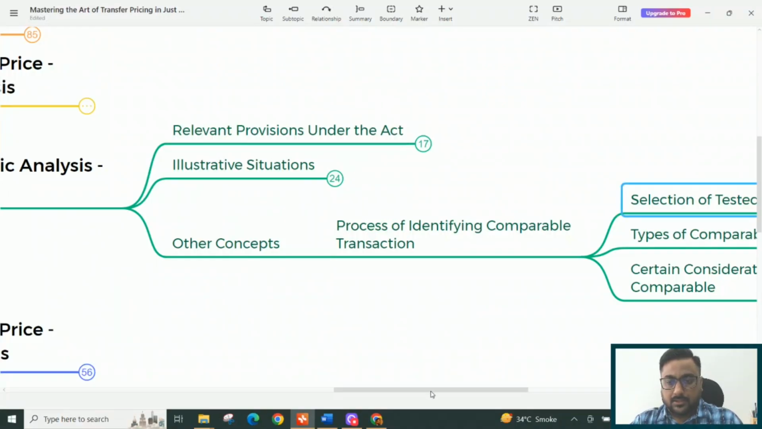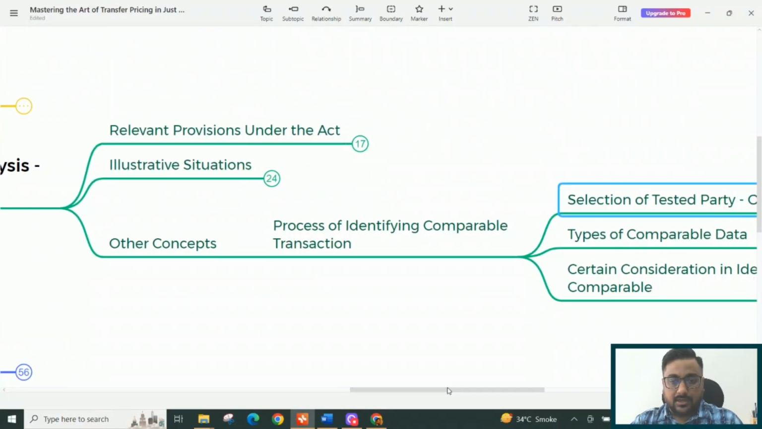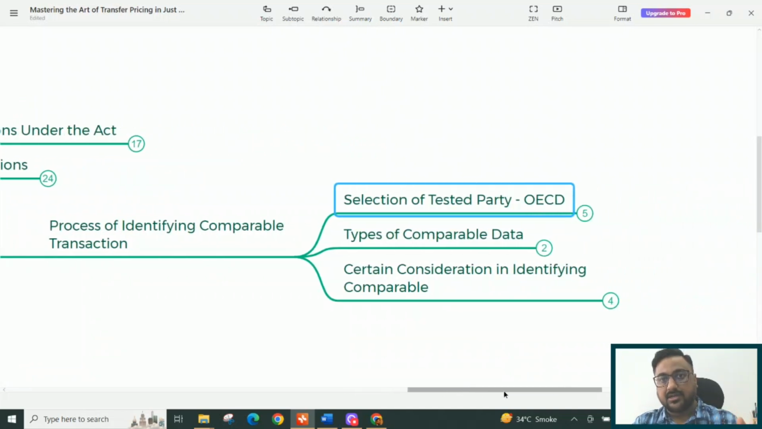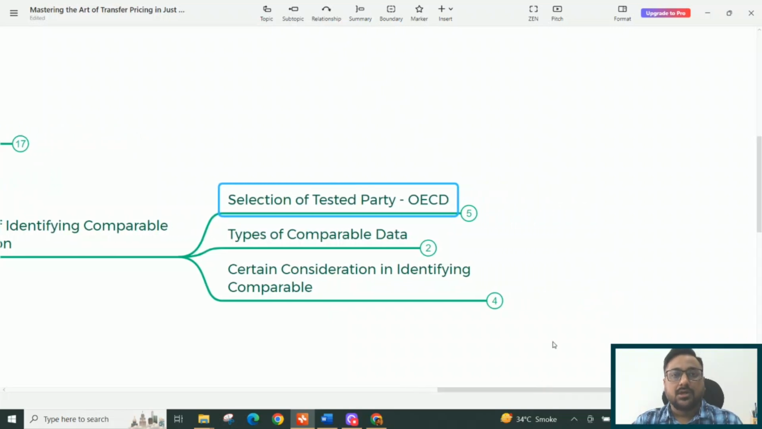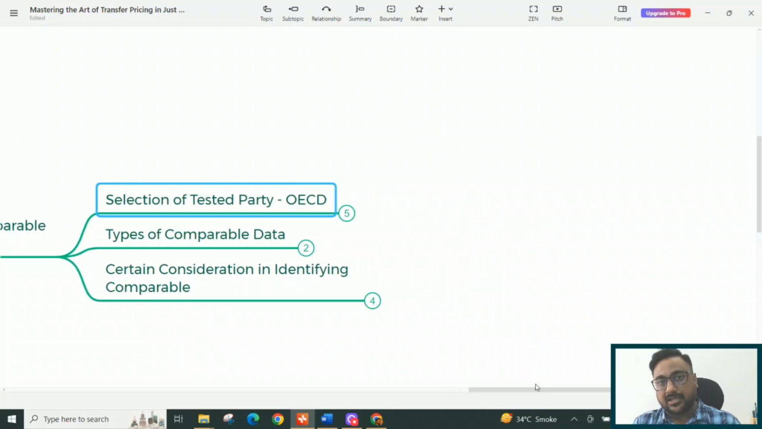All right. So guys, as you can see, for identifying the comparable transaction, there is a process and we'll go ahead with that process, right? So first in that process comes selection of tested party. Now, a tested party in practical terms is a party which performs very least complex functions, and of which you can identify the data, right? We'll see the OECD's definition of tested party and then appropriately we'll analyze ahead.